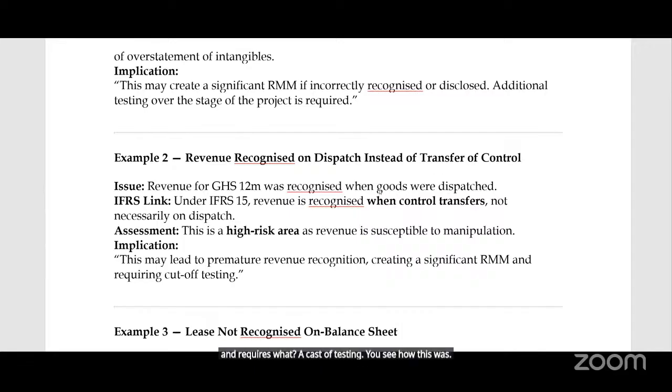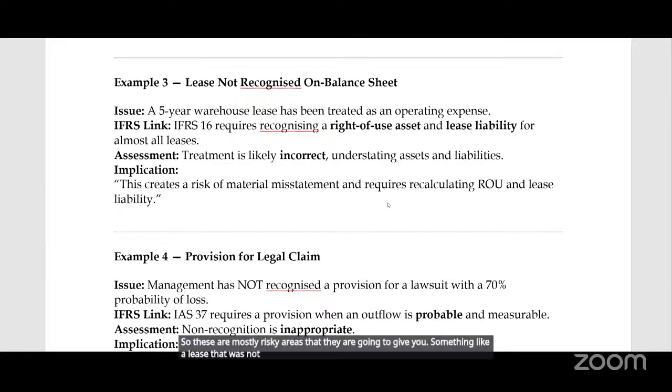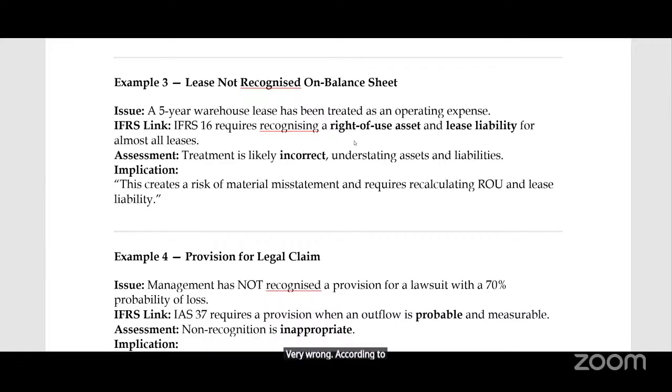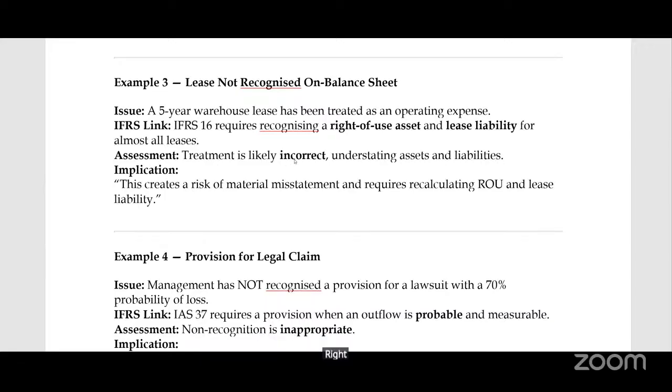So these are mostly risky areas that they are going to give you. Something like a lease that was not recognized on the balance sheet. A 5-year warehouse lease has been treated as an operating expense. Very wrong. According to IFRS 16, it requires what? A right of use asset and a lease liability for almost all leases, except low value leases and short-term leases, right? The treatment is likely incorrect. You see the vocab I was giving you.